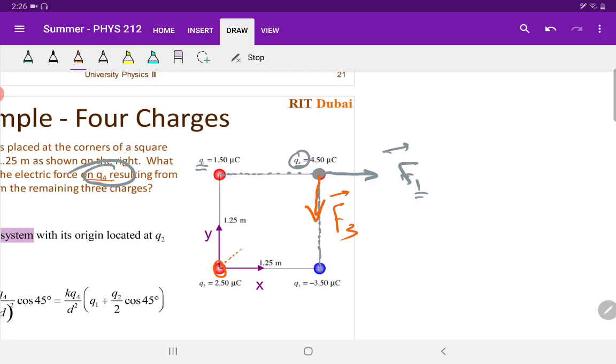Now, the third force will come from Q2. How can we find the force? It will be parallel to the line connecting these two charges. Since this is positive and this one is positive, what kind of force do we have? It's a repulsive force, so that gives me F2. As simple as that. Now, how many forces do we have here? We have 3 forces, and as you can see, each one is in a different direction.